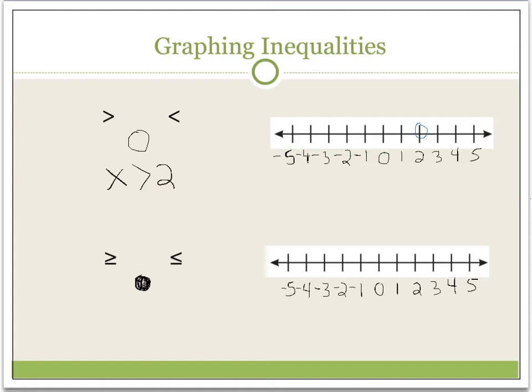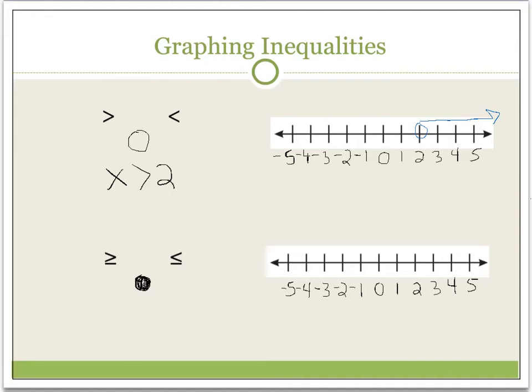So I need to go to the greater than 2 side, which would be going to the right. Anything that would be greater than it. So that's one way that you can graph that equation. That's also a reason why it's very important to know how to read these inequality symbols so that you know which way to draw the arrows when you go to graph them.